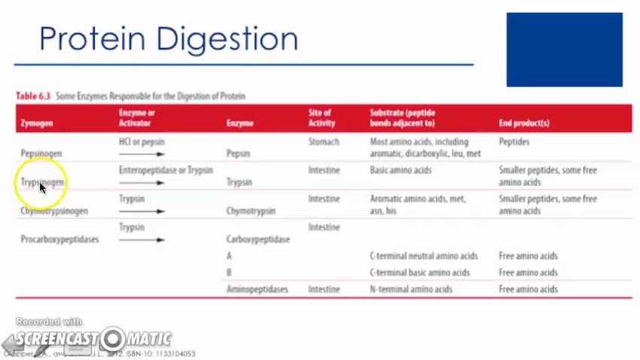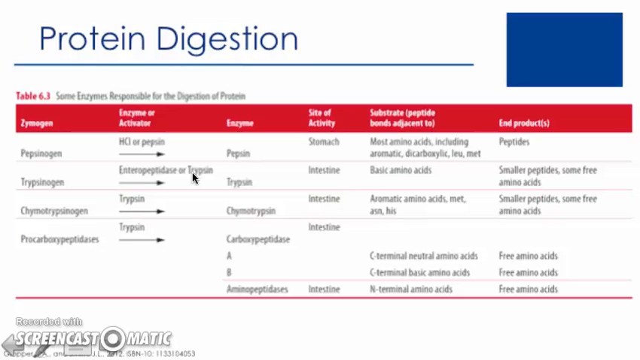First, in the small intestine, we see trypsinogen, the inactive zymogen, converted to trypsin by the activator enteropeptidase. Next, we have chymotrypsinogen activated by trypsin to chymotrypsin. Then we have the procarboxypeptidases activated by trypsin to either carboxypeptidase A, carboxypeptidase B, or the aminopeptidases. So you can see the primary activator of these zymogens in the small intestine is trypsin. Once activated, each of these enzymes are active in cleaving peptide bonds in the small intestine.